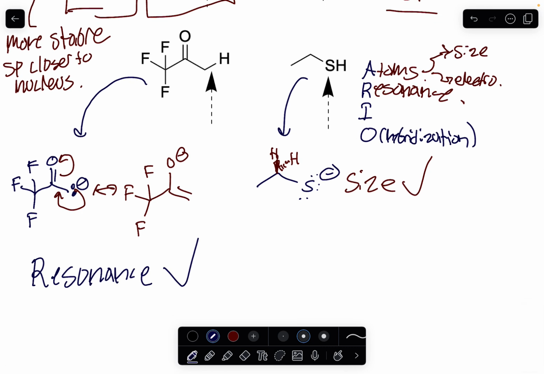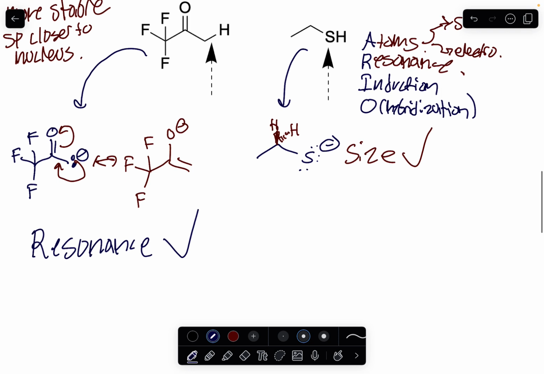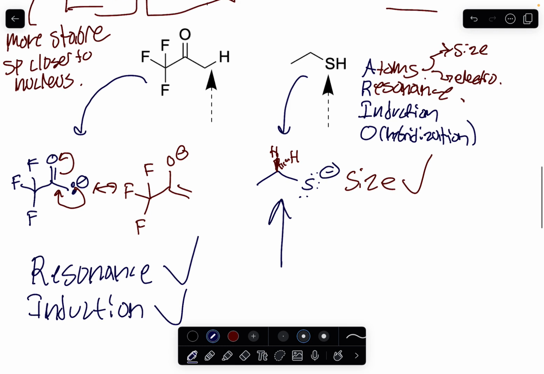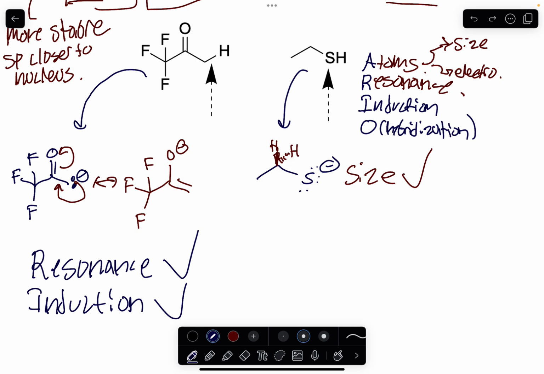We can also ask ourselves, is induction possible? In this case, for the left side, we have these 3 fluorine-containing groups over here. That means induction is on our side here. This induction effect from these fluorines is taking electron density away from this oxygen. That's going to stabilize the conjugate base. Is induction possible for the right molecule? We have no electronegative atoms like fluorine, chlorine, etc., so this is not going to be possible for induction over here.